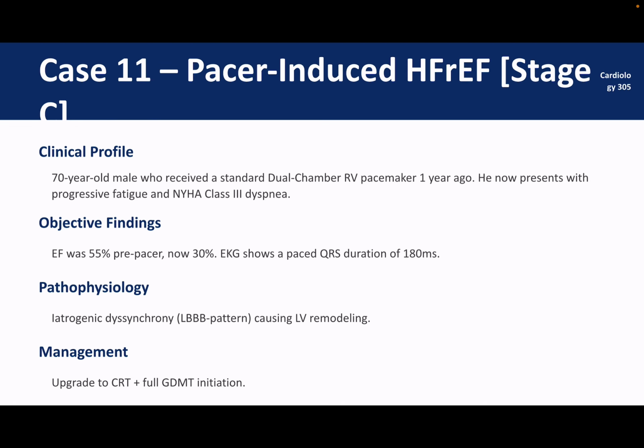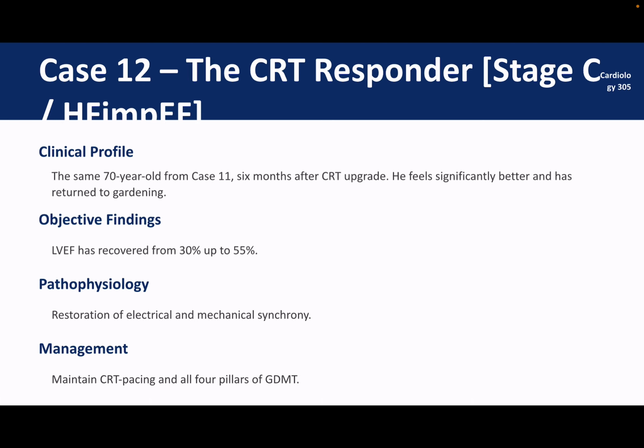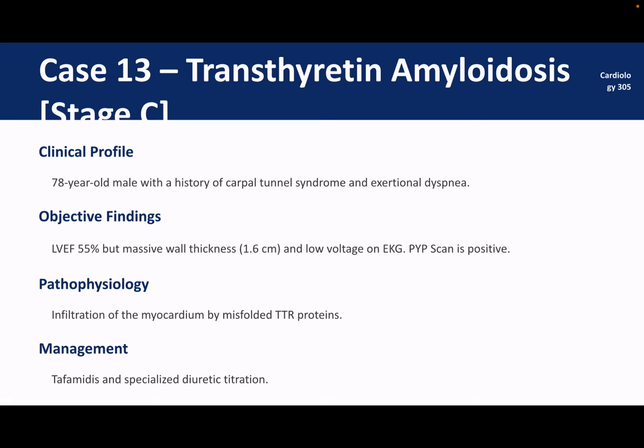Pacing-induced heart failure will reduce EF and symptoms. Stage C. RV pacemaker, EF dropped to 30%, wide QRS, NYHA 3. Iatrogenic dyssynchrony. Upgrade to CRT plus GDMT. The CRT responder is stage C, heart failure with improved EF. Same patient post CRT, EF back to 55%, gardening again. Heart failure with improved EF success: maintain CRT and all four pillars.